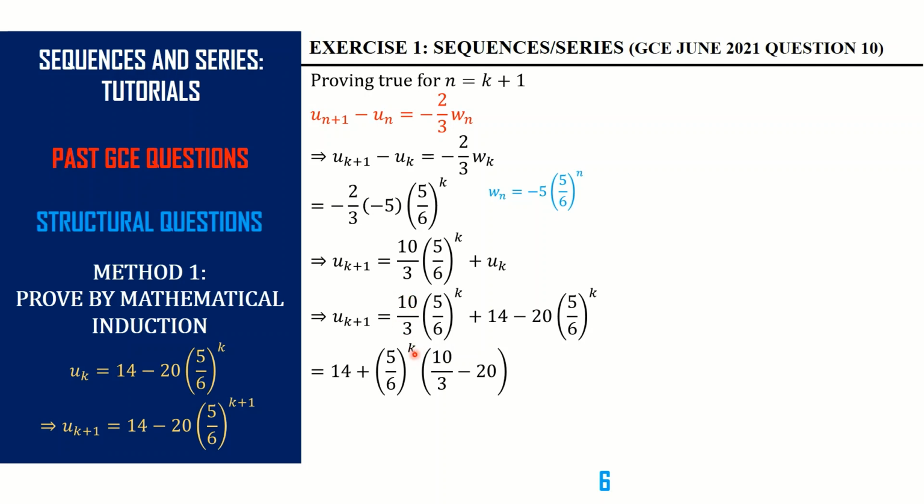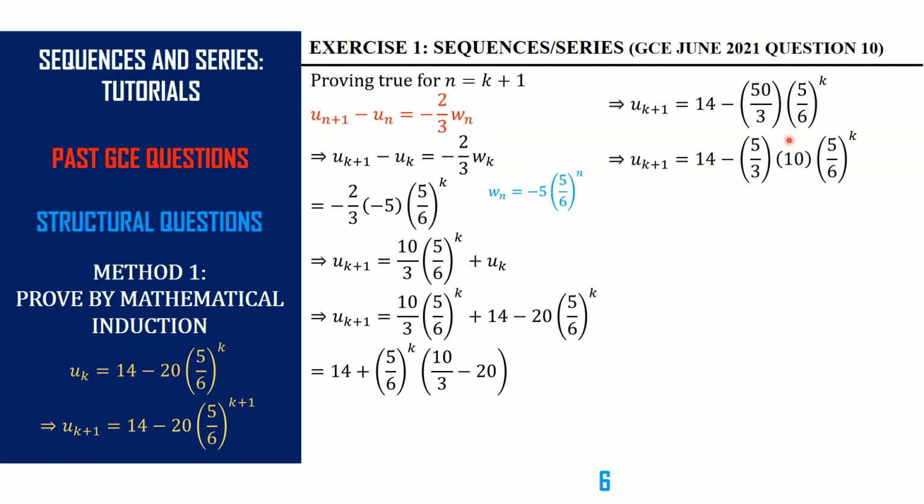We are going to get 10 on 3 minus 20. Alright, so 10 on 3 minus 20 is just negative 50 on 3. So we get u of k plus 1 to be 14 minus 50 on 3, then times 5 on 6 raised to the power k. Alright, so from there, since we want to get this, it means we need a 20 and then we need a k plus 1 here.